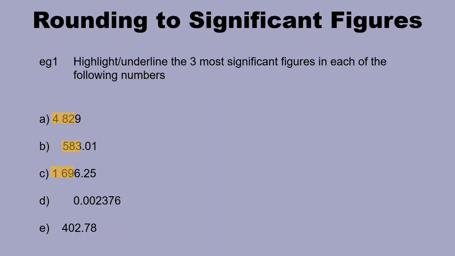For D, however, we've got some leading zeros here. The 3 most significant figures in this value would be the 2, 3, and 7. And in E, what are the 3 most significant figures here? The 4, the 0, and the 2, or the 4, the 2, and the 7? In this case, the 0 is significant because it's enclosed between 2 non-zero digits. It's not a leading 0, like in D, nor is it a trailing 0.